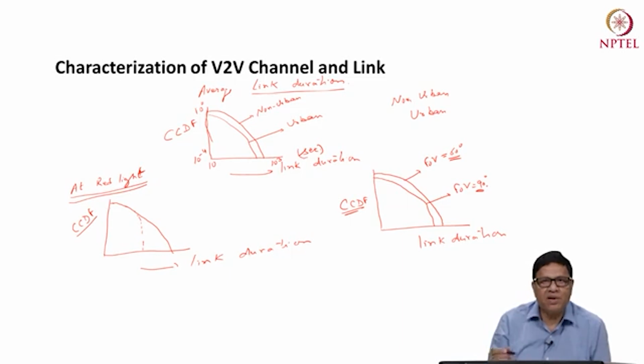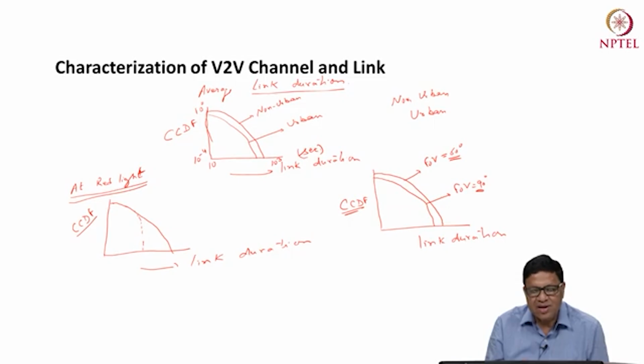But if you have the smaller FOV, which is good from this particular aspect of link duration, smaller FOV will require strict line of sight communication. So you lose on the mobility part. So it's a trade-off between the two. So these are some typical results for a vehicle-to-vehicle channel and link, for link duration, average link duration.